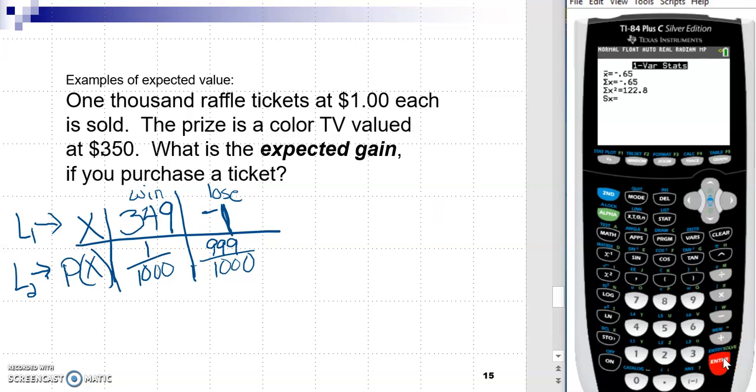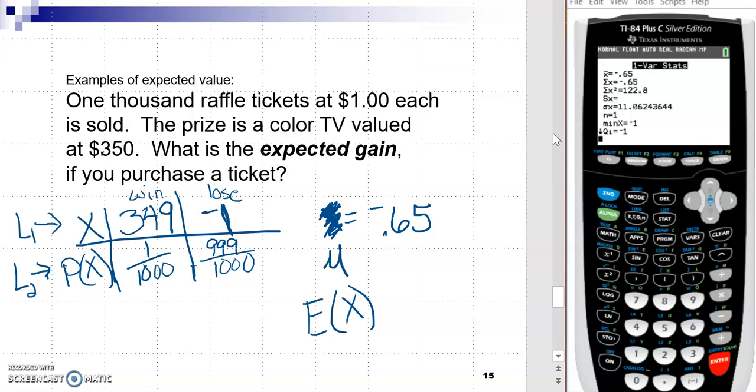And when you enter, what we end up with here as X bar in this problem is -65, -65 cents. Or another way of looking, well, that's not X bar, right? Because with a probability distribution, what's the mean always going to be? I know it shows up X bar on our calculator, but the mean is always a parameter. So it's mu equals -65 cents, or the expected value of the random variable X is -65 cents.